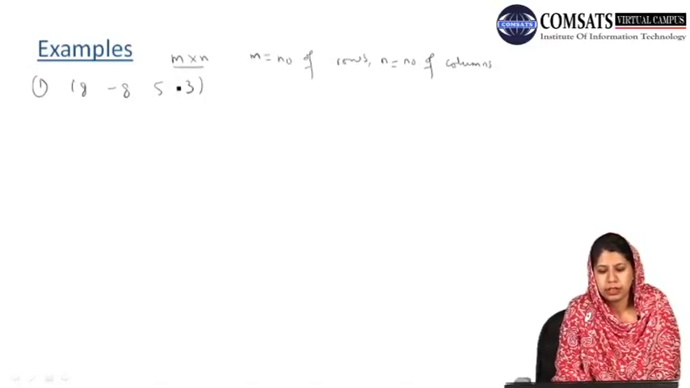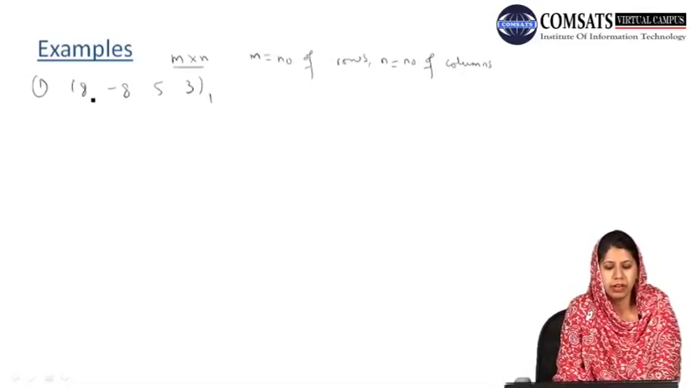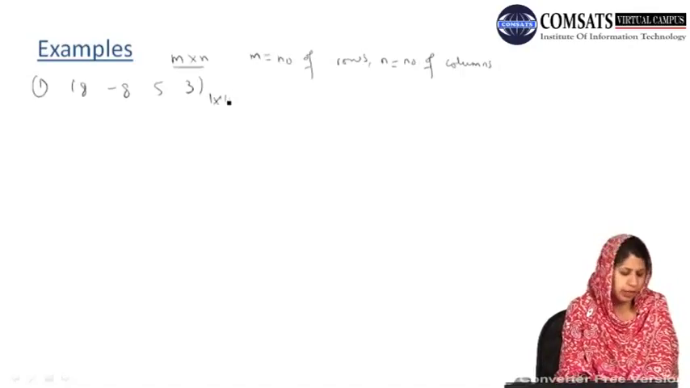Okay, so number of rows, we have only one row here, and how many columns do we have? 1, 2, 3 and 4. So this matrix has order 1 by 4.